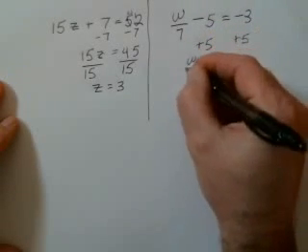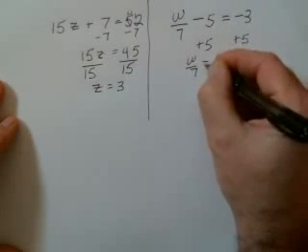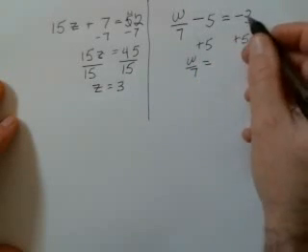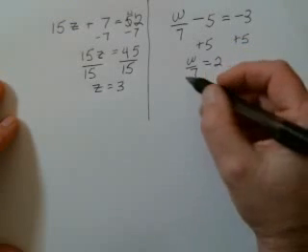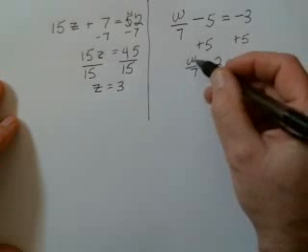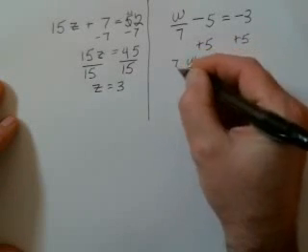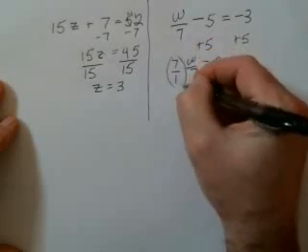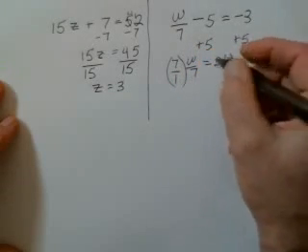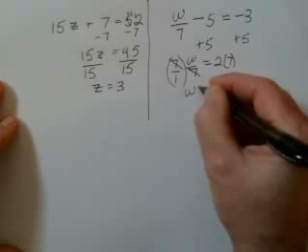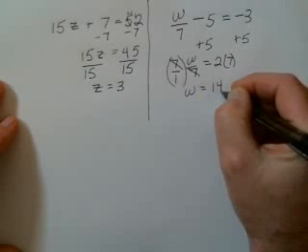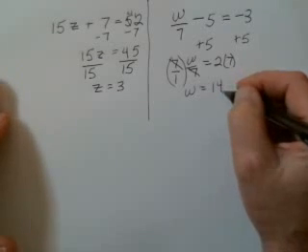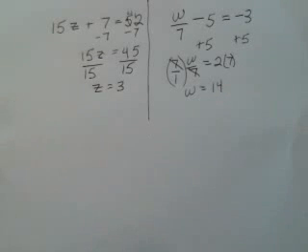I get w over 7 is equal to negative 3 plus 5 is 2. I'm going to multiply both sides by 7 because I want w by itself. So right now it's w divided by 7. I'm going to times it by 7. I can put that over 1 if I would like to. And this side I'll put 7. These cancel. So on this side I just get w. And on this side I get 14. Okay, so w is equal to 14. I could check that just like I did before. Okay, so those are a couple of examples.